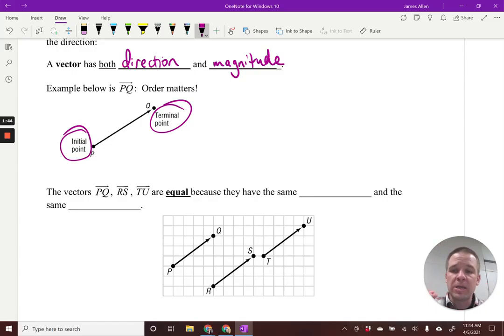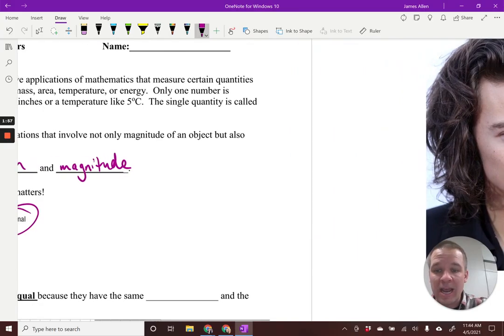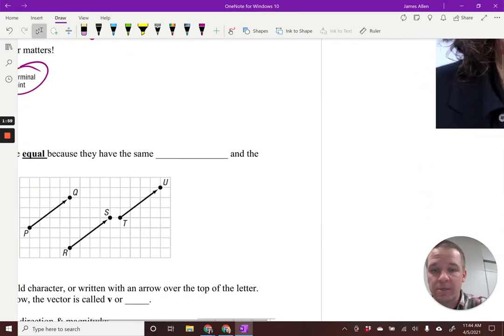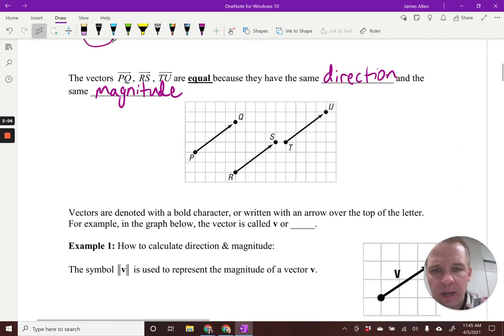The vectors PQ, RS, and TU in that graph below are all equal because they have the same direction, they're all going in that one direction, and they have the same magnitude. If you were to go in the x direction, we'd go 1, 2, 3, 4, and then up 1, 2, 3. All of them go over 4, up 3. So the same magnitude and the same direction.